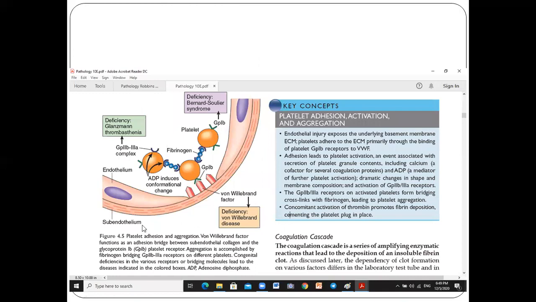You can see here platelet adhesion and aggregation. Von Willebrand factor functions as an adhesion bridge between subendothelial collagen and the glycoprotein 1b platelet receptor. Glycoprotein 1b is present on the platelet. This is subendothelial collagen. Von Willebrand factor is the bridge between subendothelial collagen and glycoprotein 1b present on the platelet.